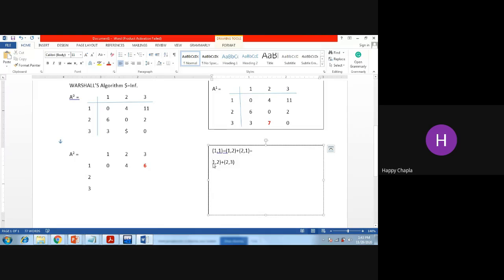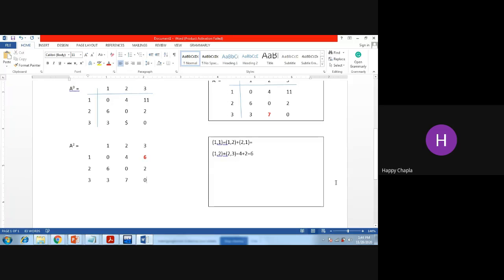So 1 to 2. See over here, 1 to 2, the value is equal to 4. And 2 to 3, value equals 2. So the answer equals 6. But previously it was 11. So this 6 will be updated instead of 11. Okay, other values are same. There is no major change in this. 607, 602 and 370.